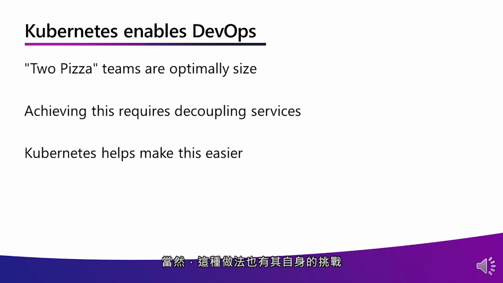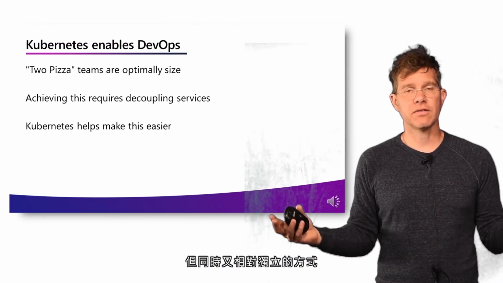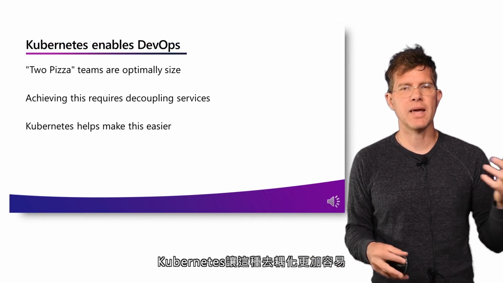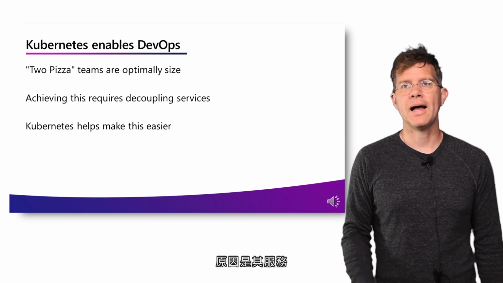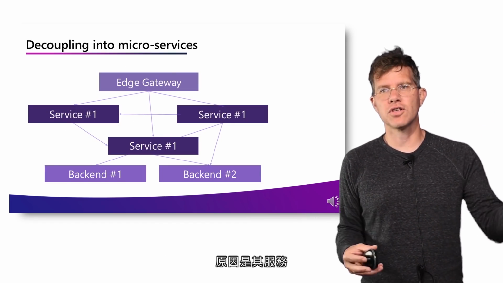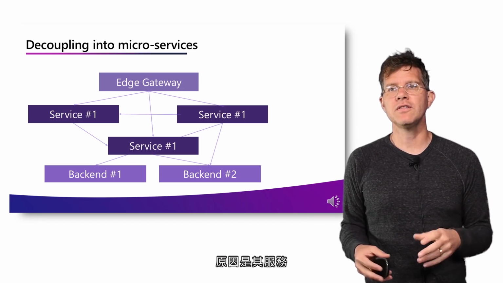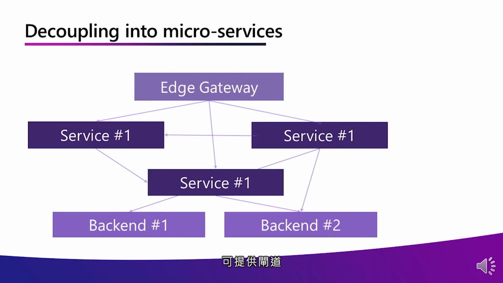The challenge of this, of course, is that it requires that you have decoupled services. For any real large application, you're going to need to have hundreds or thousands of developers working together. If you really want to have a collection of these two pizza teams, you're going to need to have a way of having a lot of people work together while still staying relatively separate. And Kubernetes really helps make this decoupling easier. And the reason for this is because all of those services, they can really provide the gateway to describing a thing that each team can own.